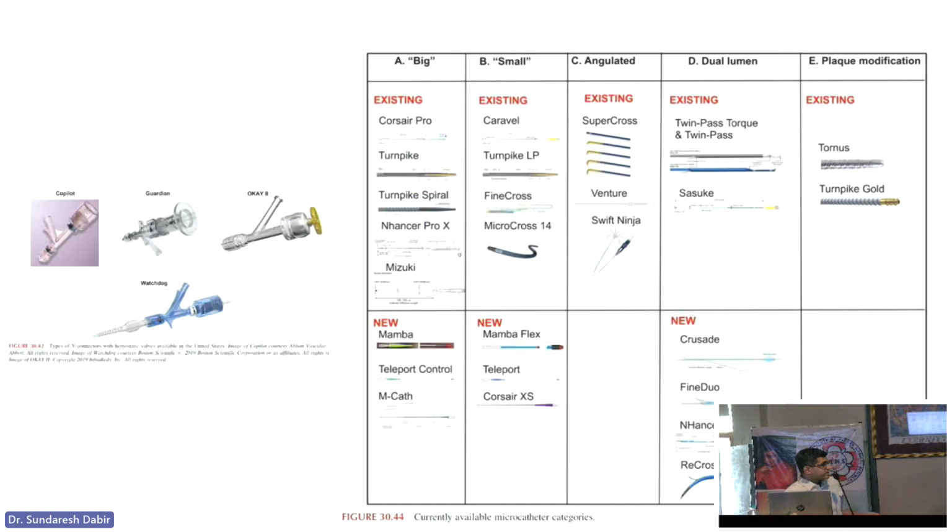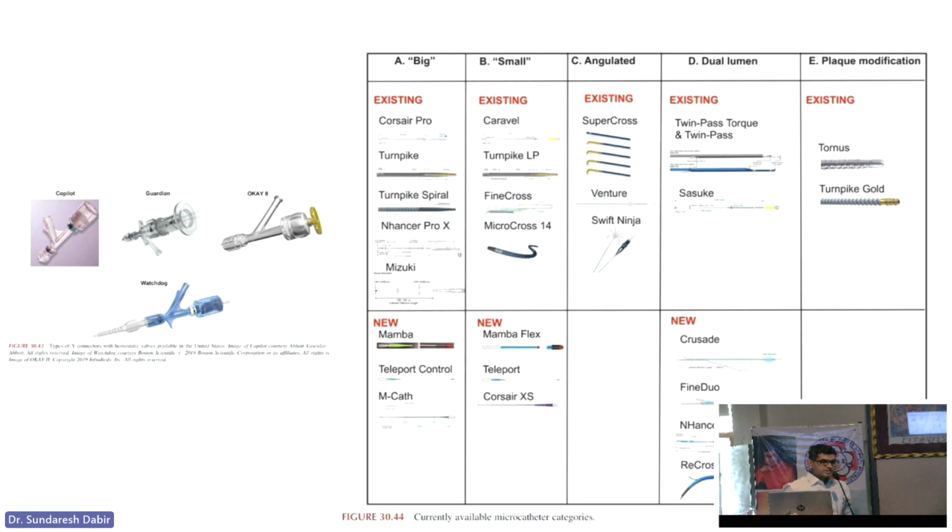So these are Y connectors. We have all different makes, but one of the best in the world is this OK2. And these are micro catheters. Most commonly used is Finecross. Okay, we have Finecross and we have others. Finecross is the one which we commonly use in our lab here also.